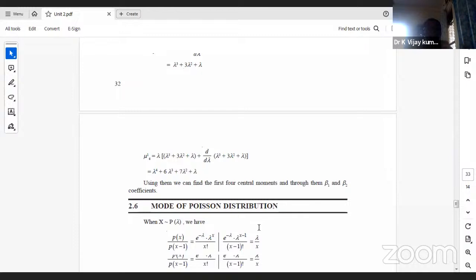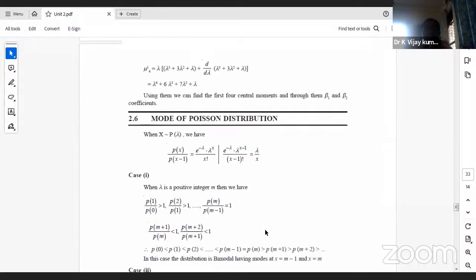You can write here mu dash 4 is equal to lambda cube plus 3 lambda square plus lambda plus d by d lambda of (lambda cube plus 3 lambda square plus lambda). So multiplication gives lambda power 4 plus 6 lambda cube plus 7 lambda square plus lambda here. Then beta 1 and beta 2 are the coefficients.